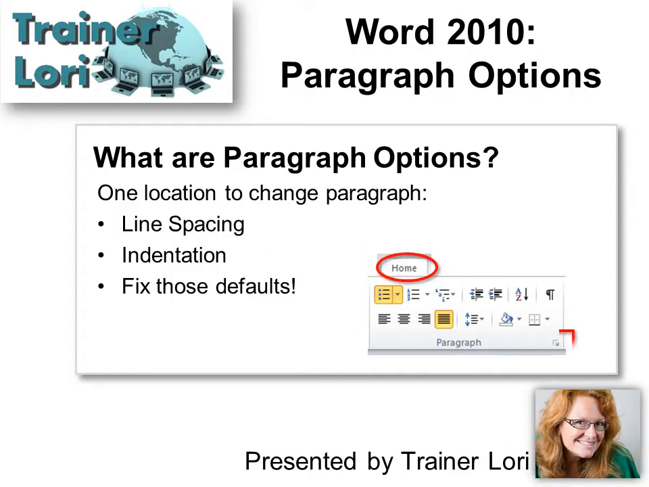What are paragraph options? It's one location to change your paragraph. These are one of those things that people ask me all the time: what happened? Especially when you've inherited a sheet from someone else and it's got formatting in it you don't know about, that you can't see. Where do you find all those formattings? And this is how you can change it.